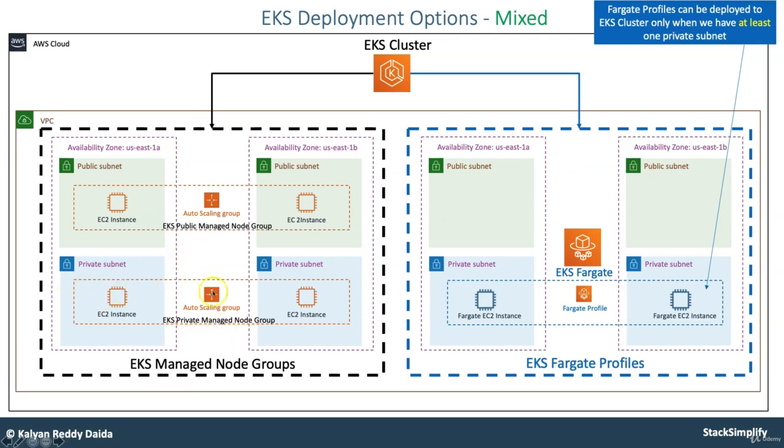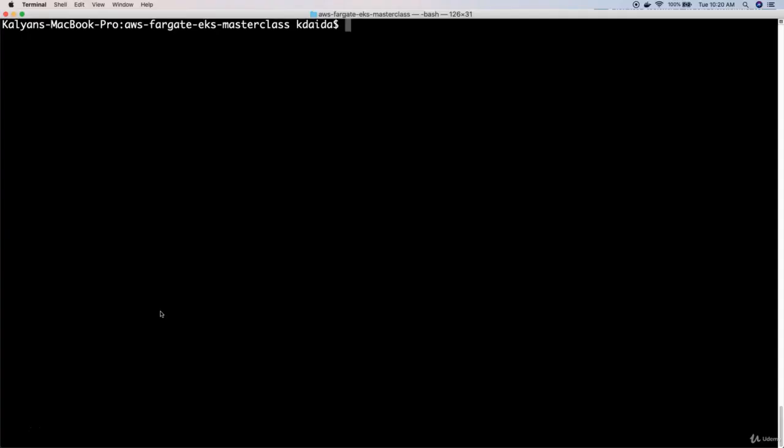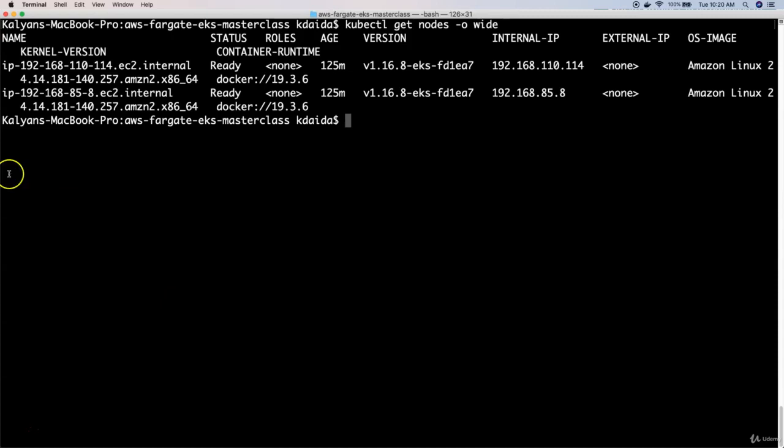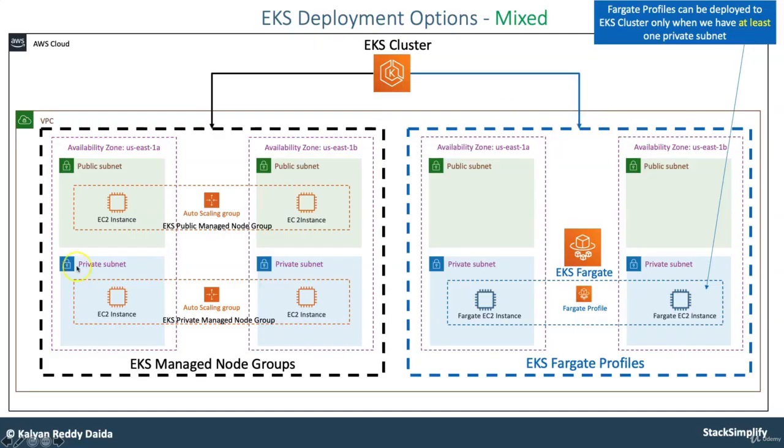We already said that in the private subnet we already have managed node groups running, right? So let's go ahead and see that. For that, kubectl get nodes -o wide. If you see, we should have 2 nodes running here, and their internal IPs are 10.114 and 85.8, but you can see there are no external IPs for these nodes, because those are deployed to the private subnets. Now we are going to create the respective Fargate profile and run the workload here.